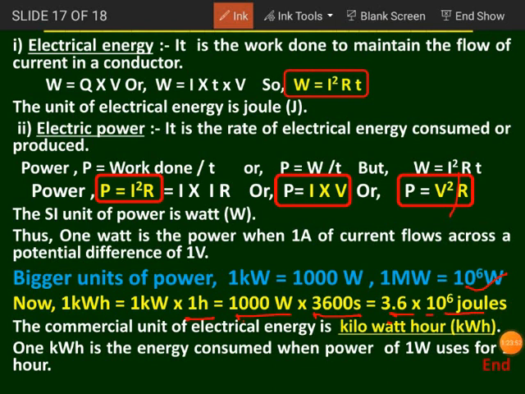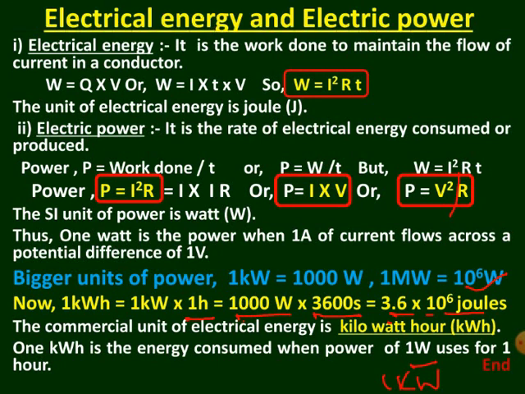And again, 1 kilowatt hour can be defined in this way. 1 kilowatt hour is the energy consumed when a power of 1 kilowatt is used for 1 hour. That much amount of energy is consumed by an electrical appliance having a power of 1 kilowatt, if it is used for 1 hour. That amount of energy consumed by it will be known as 1 kilowatt hour. Got it?